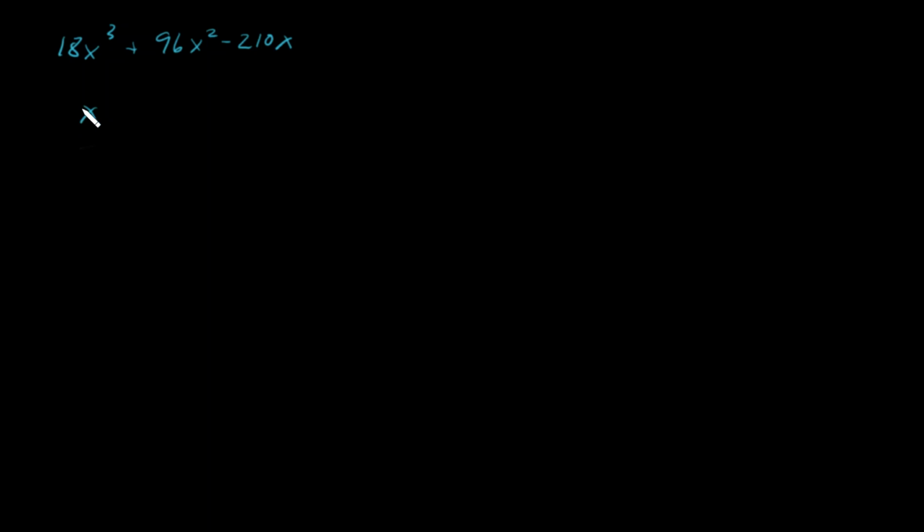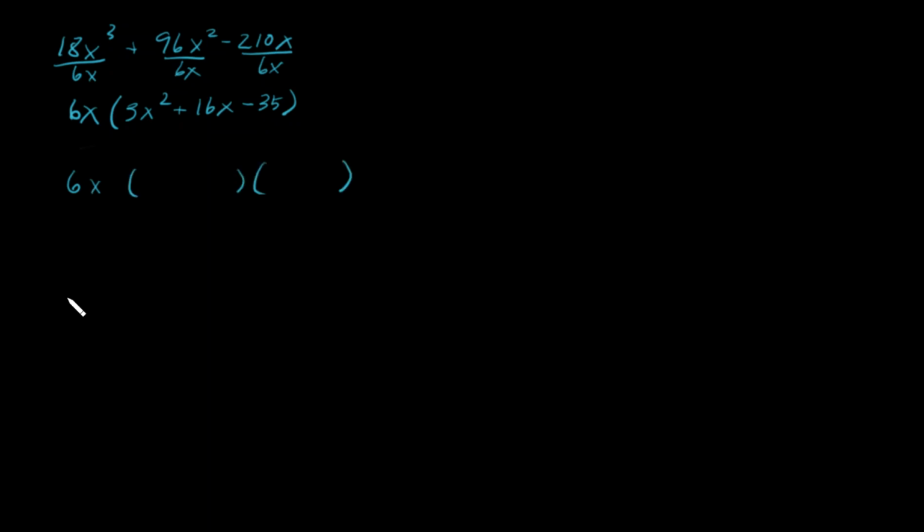18, 96, 210. I think they are all divisible by 6. So 18 divided by 6, and 96 divided by 6, and 210 divided by 6. Yes, they all are divisible by 6. So I'm going to put the 6x out here, which means I'm going to divide all of this by 6x. So I have 3x squared plus 16x minus 35.